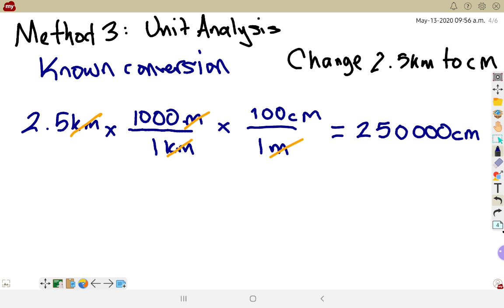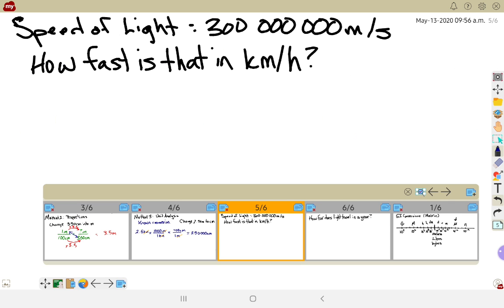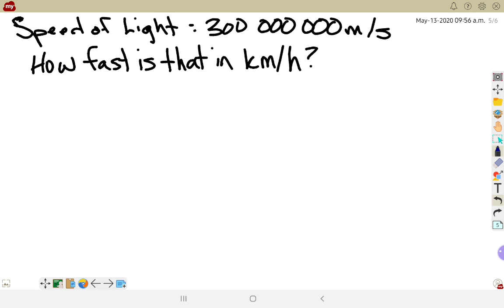So I like unit analysis because I don't need to remember some of the crazy conversions. I don't need to know that there are 100,000 centimeters in a kilometer. I can very quickly get there. So I like that because it allows me to work with something like this. If I have the speed of light, which is approximately, I'm rounding, approximately 300 million meters per second, how fast is light moving in kilometers per hour? So I can kind of compare it to like my car, right?